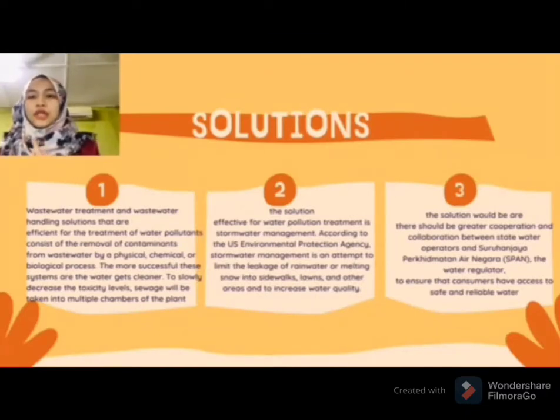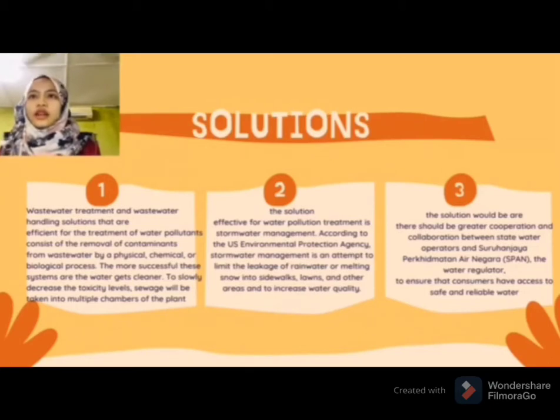Solution. The first solution is wastewater treatment, which is an efficient solution for the treatment of water pollutants and consists of the removal of contaminants from wastewater by a physical, chemical or biological process. Secondly, an effective solution for water pollutant treatment is strong stormwater management. According to the U.S. Environmental Protection Agency, stormwater management is an attempt to limit the flow of rainwater onto the sidewalk, lawn and other areas to increase water quality.